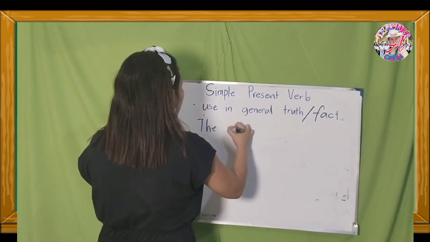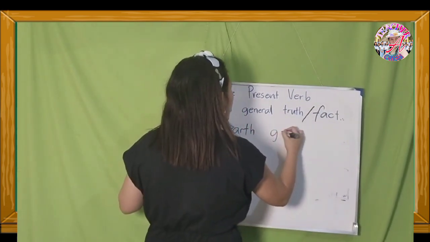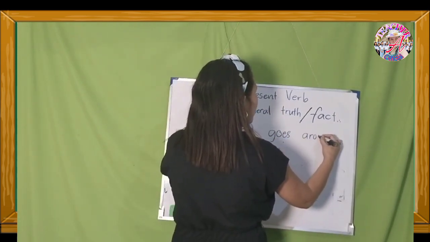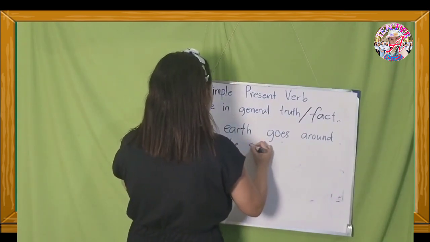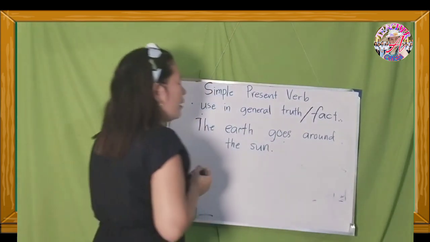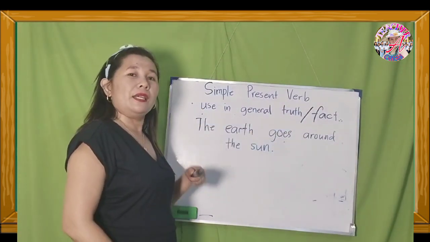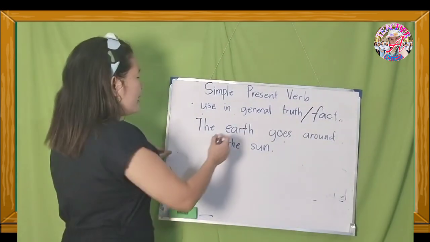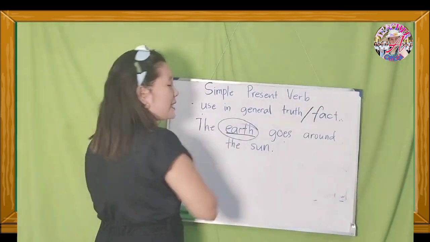The earth goes around the sun. The earth goes around the sun. It is a fact that there's only one planet, and this is the earth. Our subject here is earth.